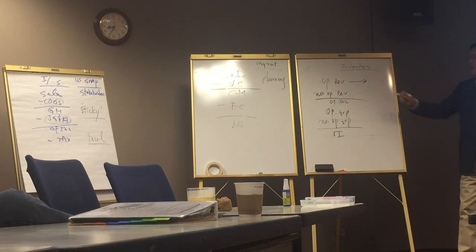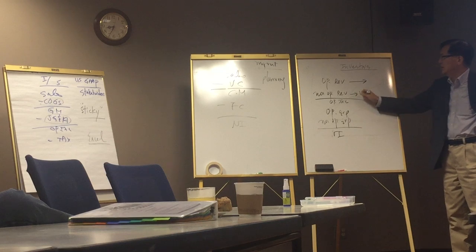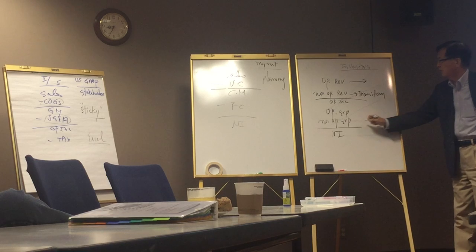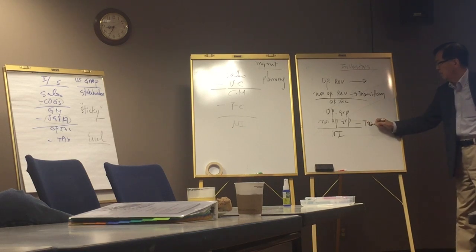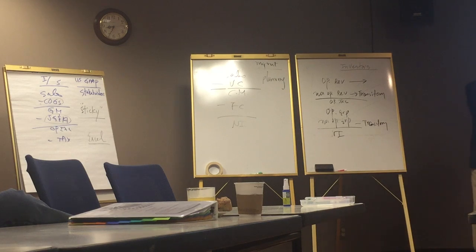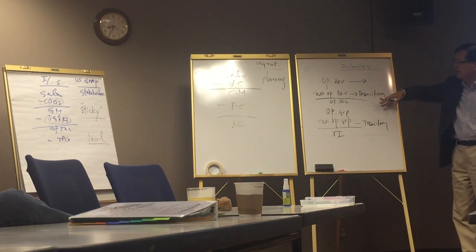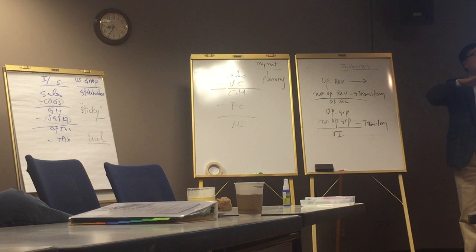In other words, non-operating revenue is transitory revenue, meaning it may not repeat next year. Stock market reaction to non-operating revenue or non-operating expense is minimal. It's one time. It's not going to repeat next year.